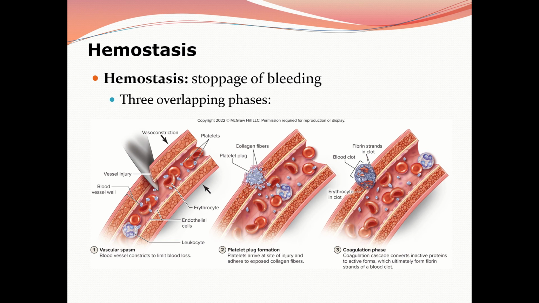Hemostasis is the stoppage of bleeding. Hemostasis has 3 overlapping phases. Step 1 is the vascular spasm, where the blood vessel constricts to limit blood loss. Step 2 is platelet plug formation. The platelets arrive at the site of injury and adhere to exposed collagen fibers. And step 3 is the coagulation phase. The coagulation cascade converts inactive proteins to the active forms, which ultimately form fibrin strands of a blood clot.